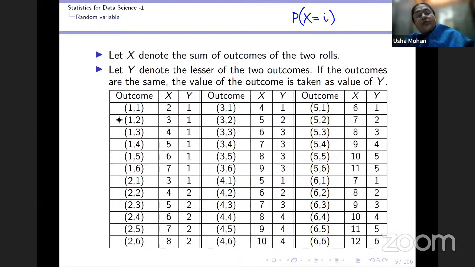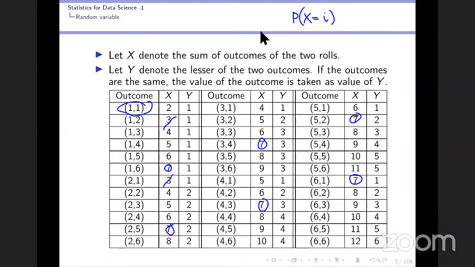So you can see that the probability X takes the value 2 occurs only with this outcome, which is 1 by 36. Whereas X takes the value 3 happens with this, and that's it. Okay, X takes the value 3 with probability 2 by 36. Now, if you look at X taking the value 7, you can see that it happens with 1, 2, 3, 4, 5, and 6. So X taking the value 7 happens with probability 6 by 36.